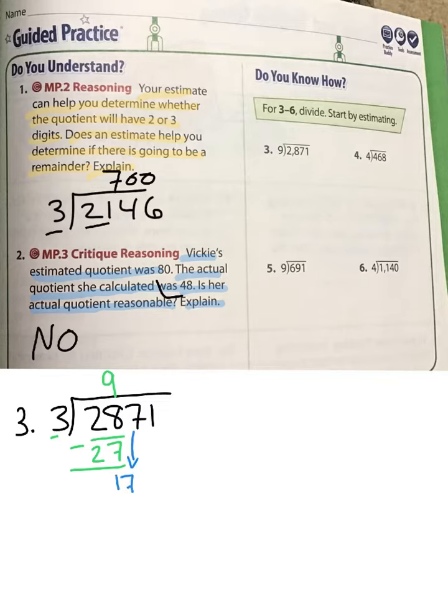Now I'm going to repeat. How many times does 3 go into 17? Well, the answer is 5. 3 times 5 is 15. Now I'm going to subtract and bring down the 1. Make sure you have a digit over each number in your quotient except for the first number if it is.